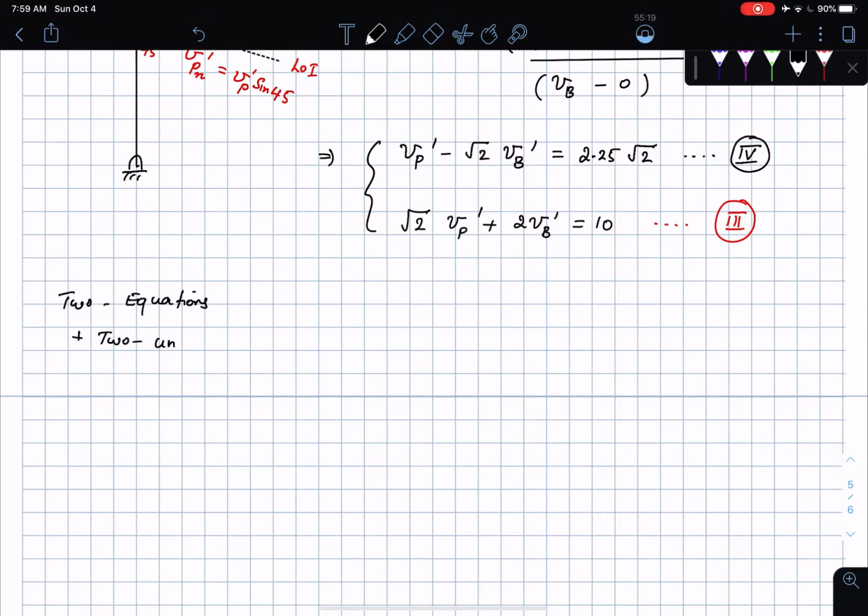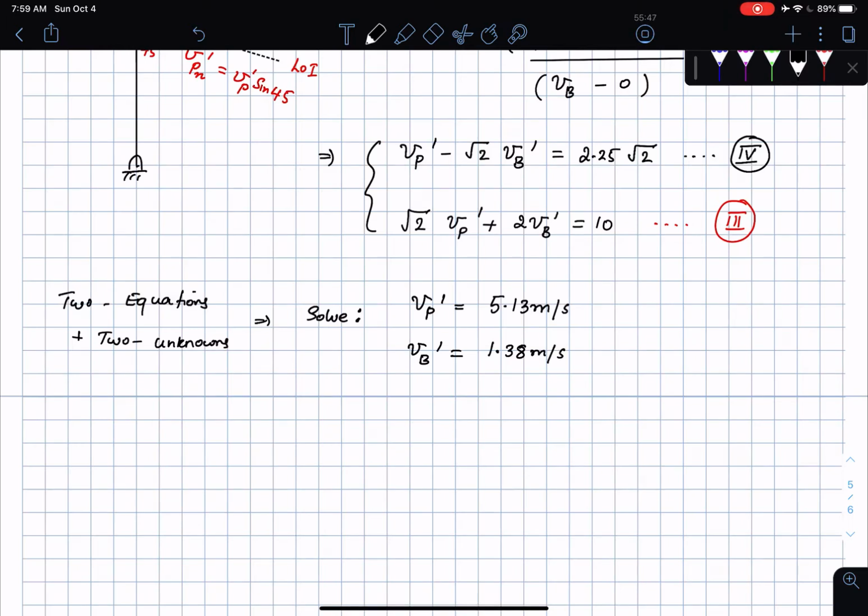Two unknowns. Okay, so solve. And then after solving, here is what you'll end up getting. Vp prime is going to end up being approximately 5.13 meters per second. And then Vb prime, because a certain amount of its kinetic energy has been imparted to the pendulum, its velocity is going to be lesser now. Okay, so it's going to be 1.38 meters per second.